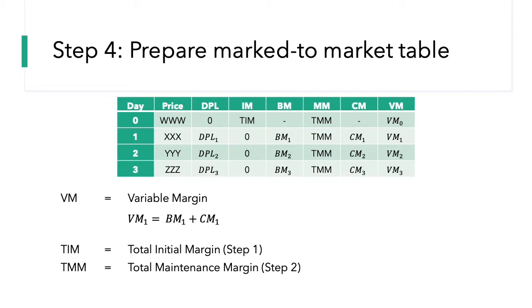VM is the variable margin. VM day 1 is equal to balance margin day 1 plus call margin day 1. TIM is total initial margin. You get total initial margin from step number 1. TMM is total maintenance margin. You get total maintenance margin from step number 2.